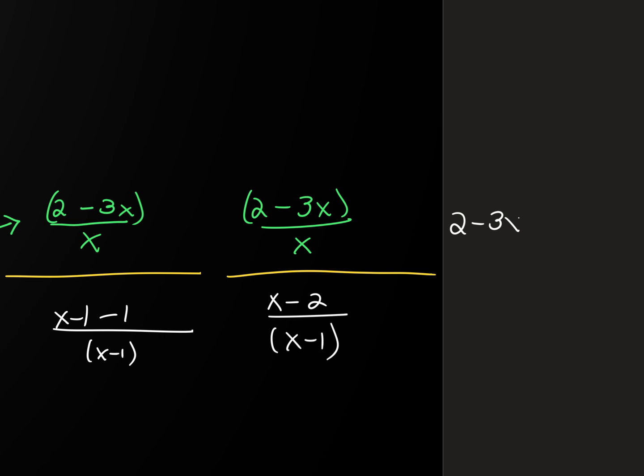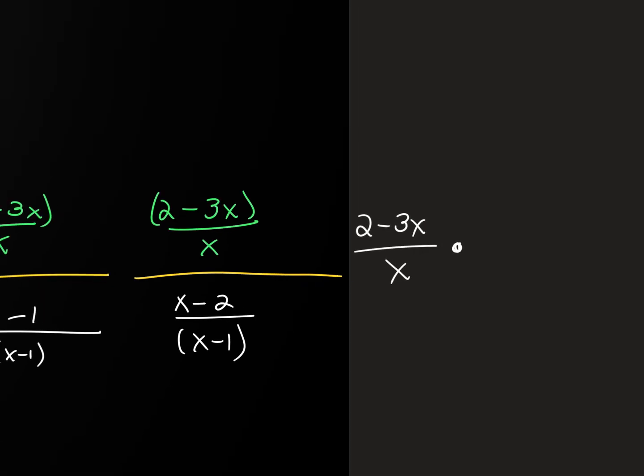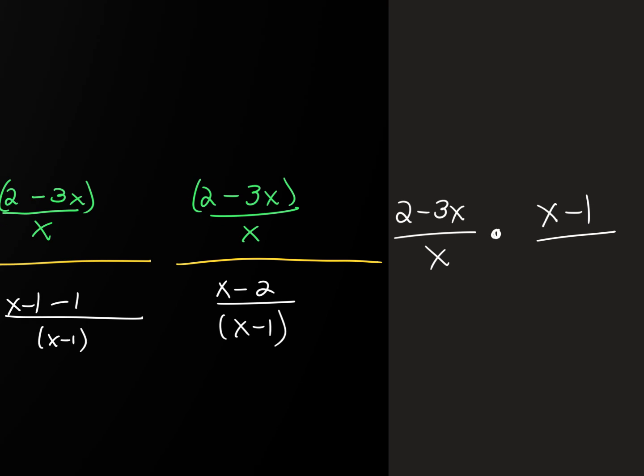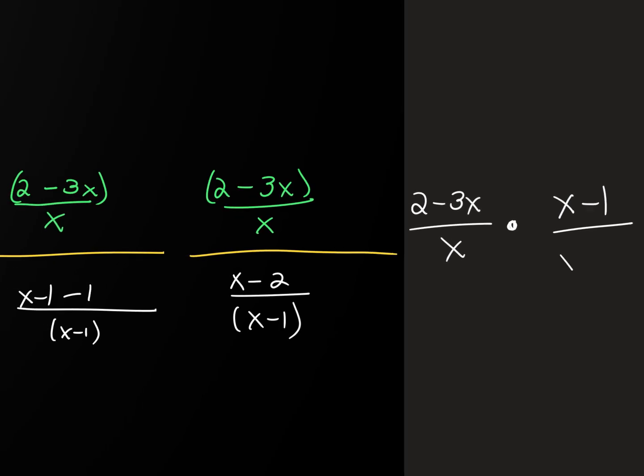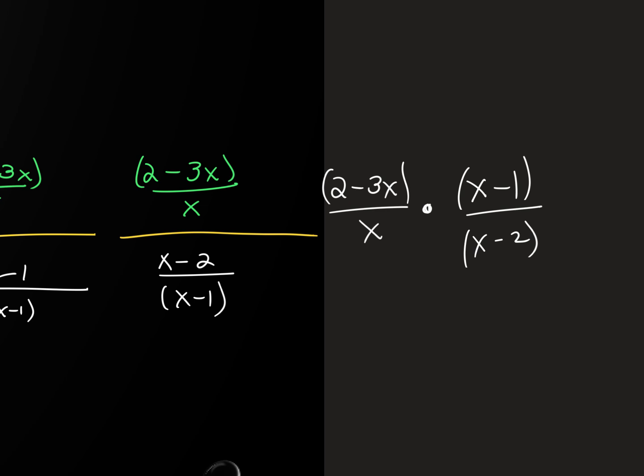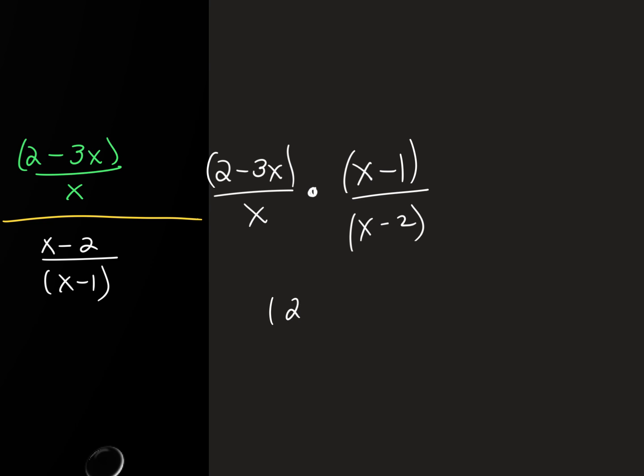So I have 2 minus 3x over x times, and when I flip, what does this become? x minus 1 over, say it again, x minus 2, okay? All right, so now we see, okay. Is there anything that is in common that I can go ahead and cross out? No, so do we immediately think we did something wrong? No? None of you thought, oh, I must have done something wrong. Okay, good. That's it. You cannot combine anything. It's just 2 minus 3x times x minus 1 over x times x minus 2.